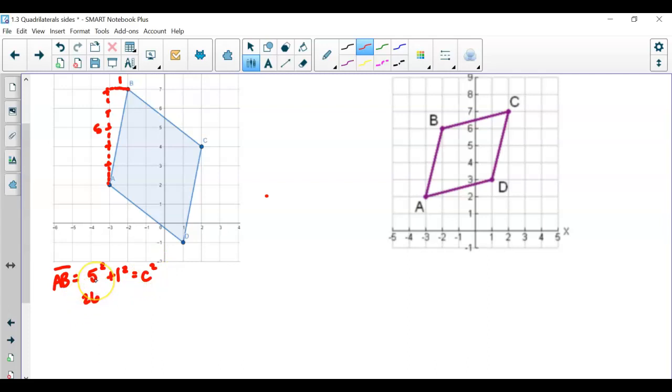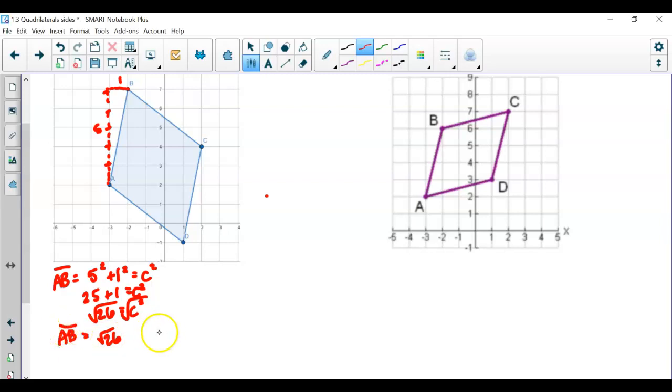So 20, not 26, sorry about that. I was jumping the gun. 25 plus 1, which is 26, is equal to c squared. So again, taking the square root, now I can't simplify, so the length of AB is the square root of 26.